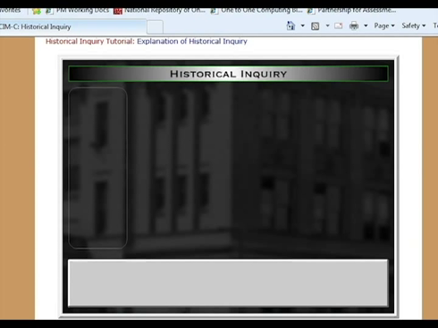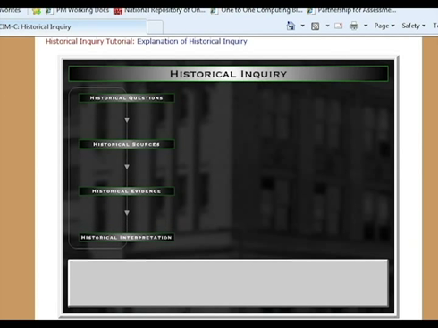This understanding is a cyclical process that begins with the asking of historical questions. These questions are then investigated by locating and analyzing relevant historical sources. This process of analyzing historical sources results in historical evidence. This historical evidence is then used to construct an historical interpretation relevant to the guiding historical questions.